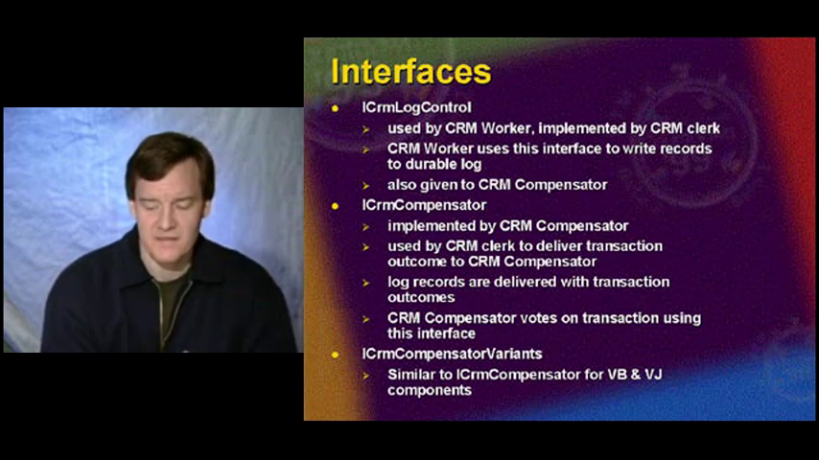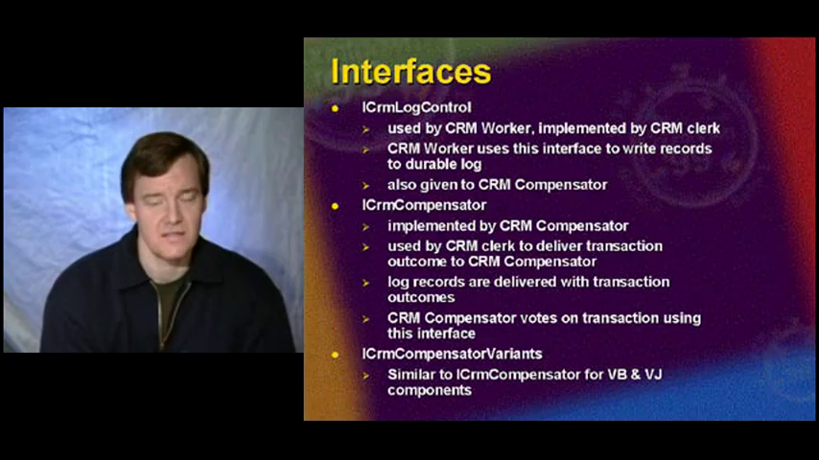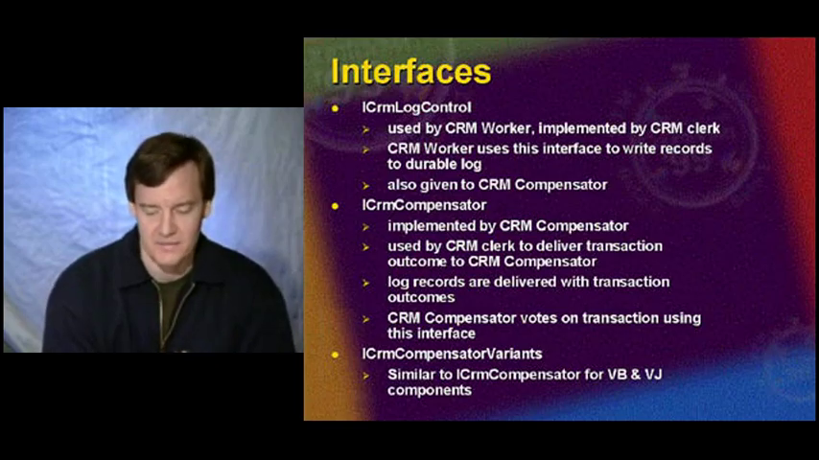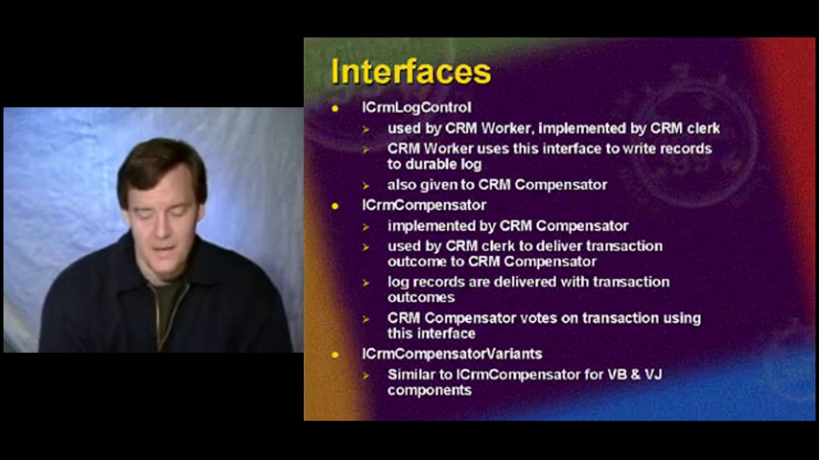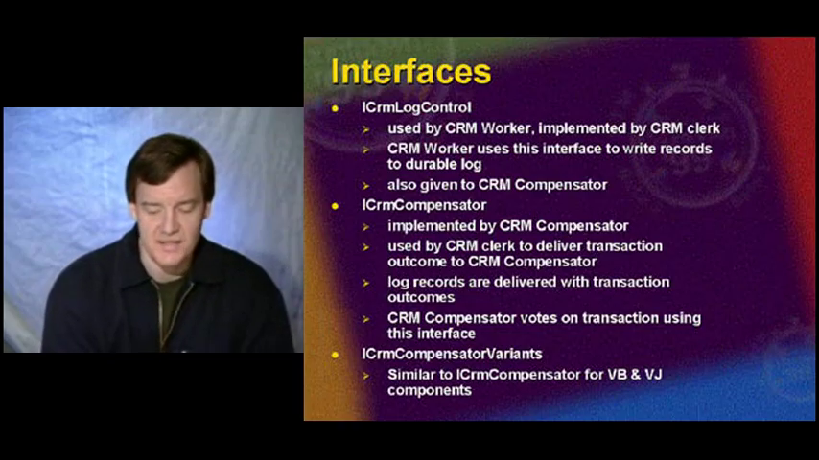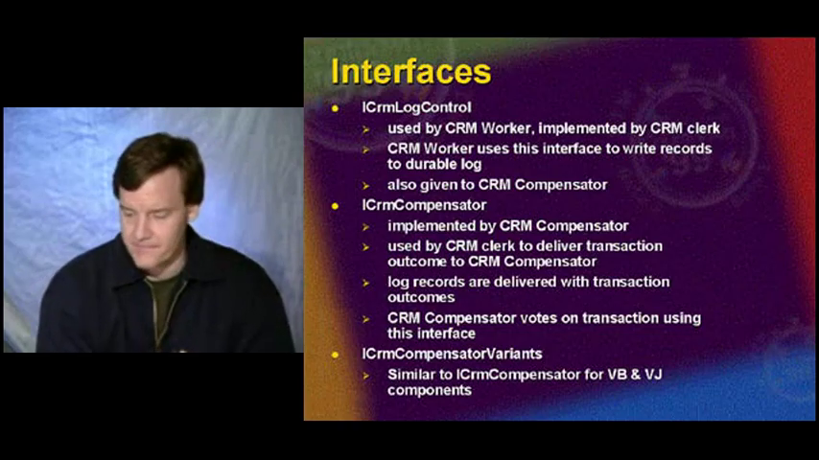The CRM compensator votes on the transaction using that interface, so it participates as a real RM. It can say, no, I can't prepare, and you need to roll back the transaction. We also have another version, which is iCRM compensator variants, which is pretty much identical to the iCRM compensator, but it's slightly different in its record formats, and it's more optimized for VB and VJ components.